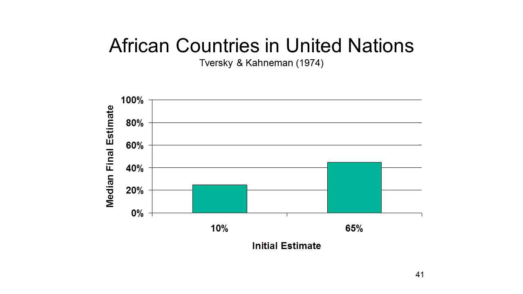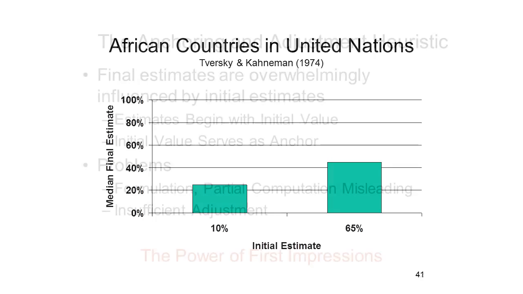So the initial estimate affects the final estimate. That's what anchoring and adjustment is all about. The initial estimate anchors the final estimate because subjects don't adjust sufficiently from the initial estimate. Amazingly enough, Tversky and Kahneman found this effect even in a variant on the experiment in which the initial estimate was given by a purely random process, such as the spin of a roulette wheel.